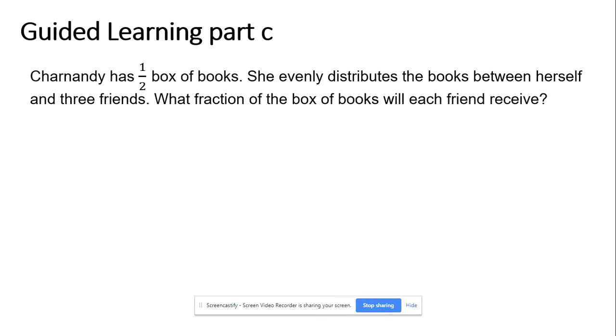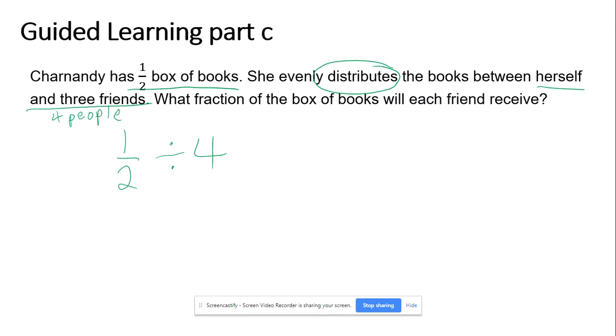Part C. Sharnandi has 1/2 a box of books. She evenly distributes the books between herself and 3 friends. What fraction of the box of books will each friend receive? I see she's starting with half of a box. She's distributing, so that means sharing evenly. So we know we're dividing between herself and 3 friends. So in total, 4 people are going to be sharing these books. So I know I'm going to be dividing by 4.